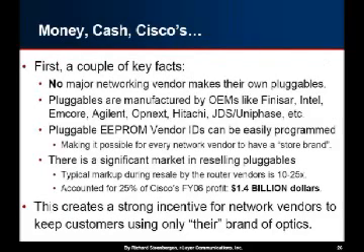The key fact on this particular issue: no major networking vendor makes their own pluggables. Not one. There's no foundry manufacturing for pluggables. There's no Juniper. There's no Cisco. There's no Extreme. There's no nothing. Pluggables are made by Finisar, Intel, MRV, Agilent, Opnext, Hitachi, JDS Uniphase, and a variety of other people, but folks like that.